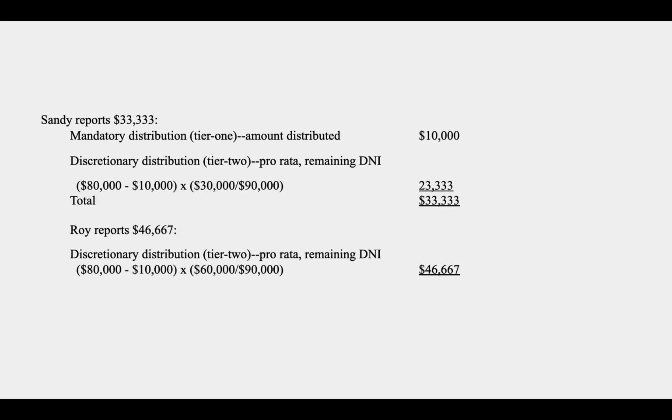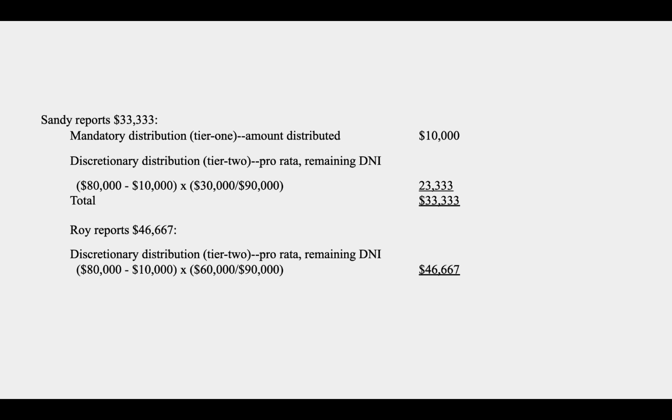So first we'll allocate the tier 1 to Sandy, so the $10,000 to Sandy, and that is going to be taxable to her. So she gets that tier 1 distribution. Now we need to allocate the tier 2 distributions, the discretionary distributions. Of the tier 2 distributions, there's a total of $90,000. So we'll do the same thing that we did before, except our denominator is 90. And so of the tier 2 distributions, Sandy received $30,000 and Roy received $60,000.